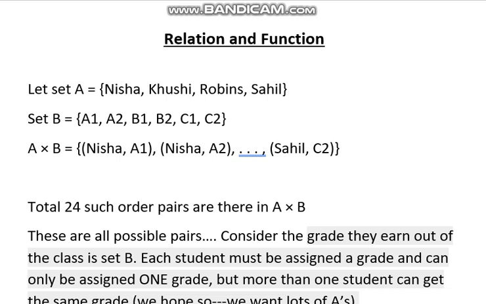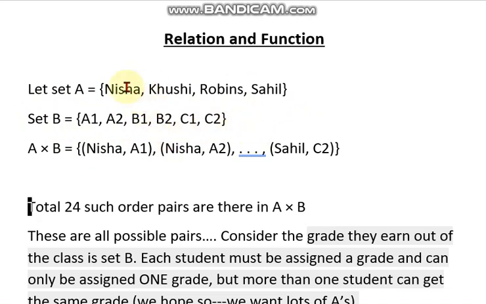Hi everyone, last time we revised the Cartesian product of two sets. So let us begin with the Cartesian product only. Let us consider set A equals some students from your class, that is Nisha, Khushi, Robbins and Sahil. Now set B is A1, A2, B1, B2, C1, C2.